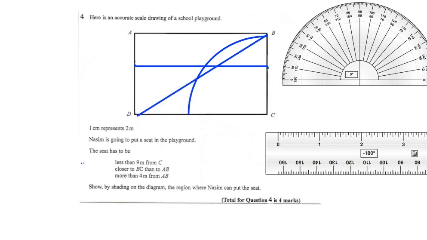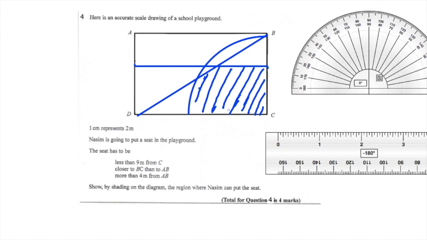And now we need to shade the region that satisfies all of those 3 criteria. So it needs to be less than 9 meters from C, so that's inside the circle, closer to BC, that's inside this triangle here, and more than 4 meters away from AB, and that's below this line. So the area we need to shade will be in here. And as I said at the start, your diagram might not look exactly the same because I didn't get the scale quite right in this, but hopefully it looks similar to this diagram in that you've got a circle, a diagonal and a horizontal line, and you've shaded this region in the corner here. And that's question 4 for 4 marks.